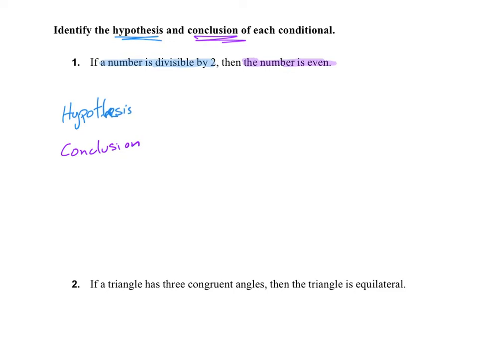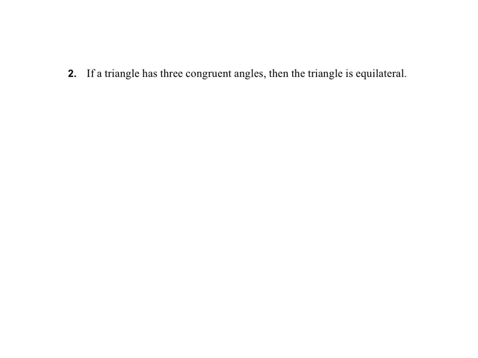Number 2 says, if a triangle has 3 congruent angles, then the triangle is equilateral. So again, my hypothesis is this part right here, the part that is just after the if and just before the then. And my conclusion is everything that is after the then. That's it on this part. So it's pretty easy. This is going to help me later on.